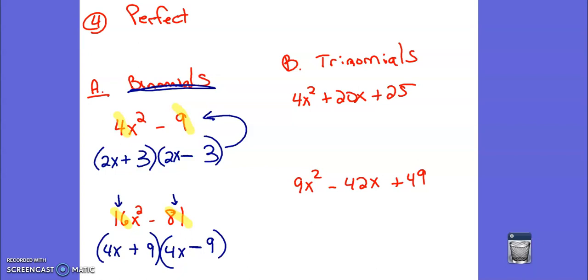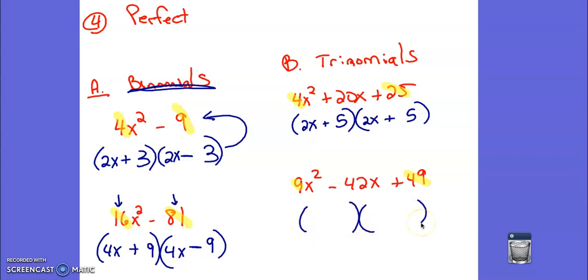And again, notice the first and the last are perfect. And so what you're going to do is, and notice everything is positive here. So I know both of these will be positive. So 2x, 5. And let me emphasize again, check it by FOILing.